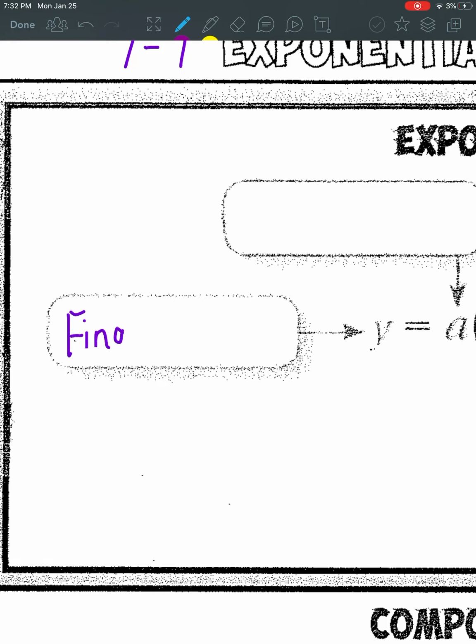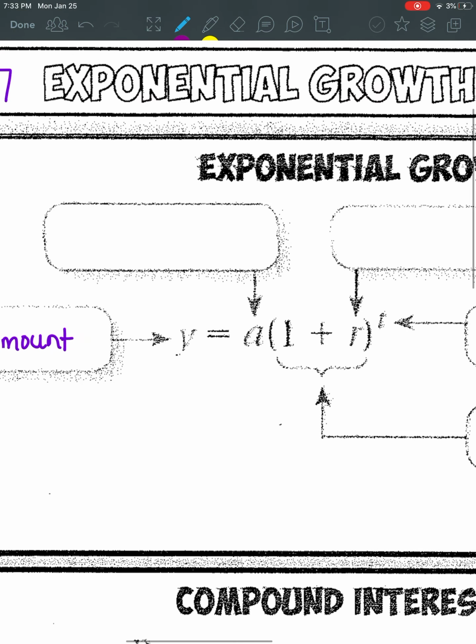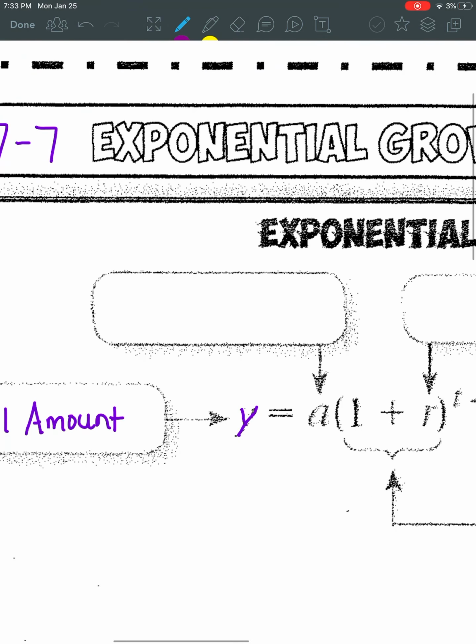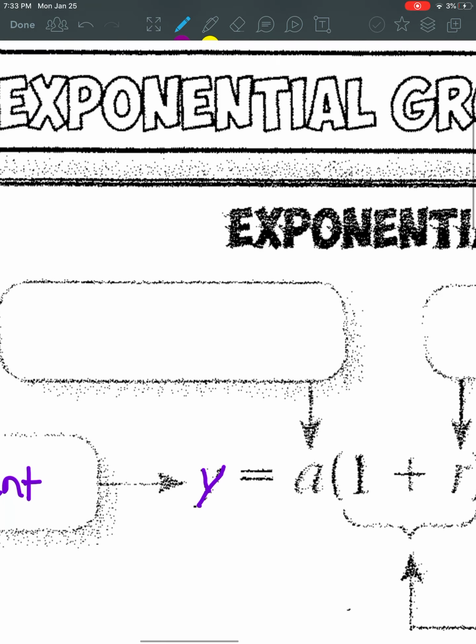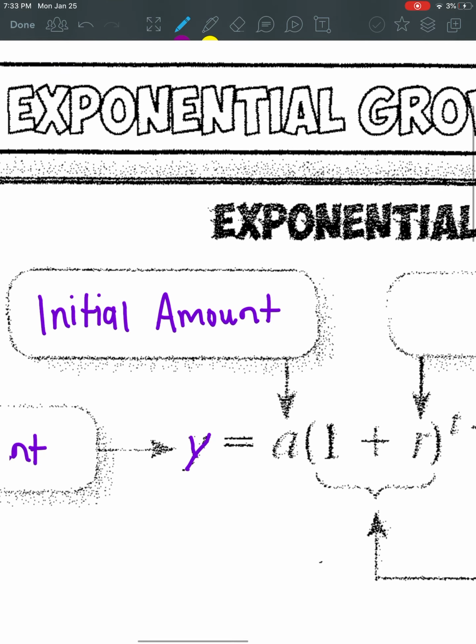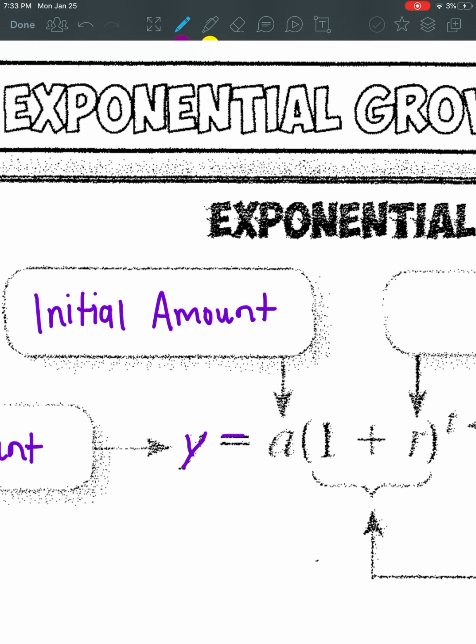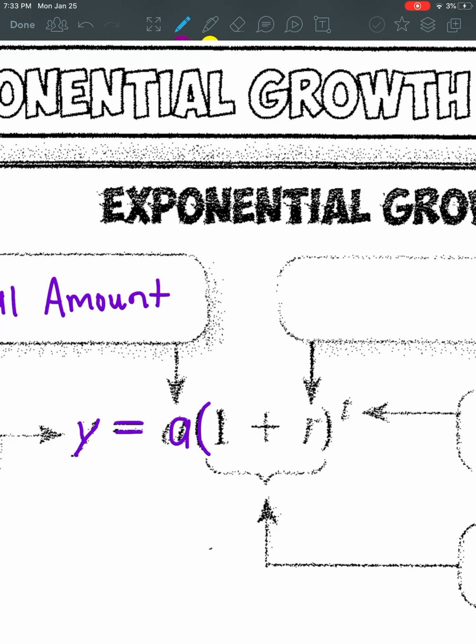So y is always going to be the final amount. That's what we're going to be solving for. And remember, sometimes you may see that as the f of x, the function of x. But with our equation, this is our y. So y is always the final amount. That's what we're solving for. A stands for the initial amount. So initial meaning the beginning. Whatever the story is about, where did the number start out at?